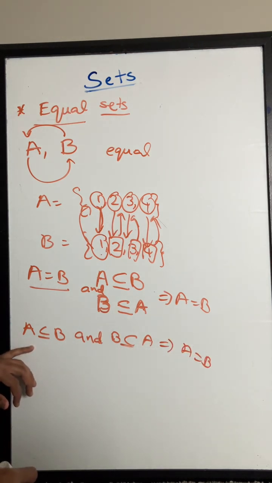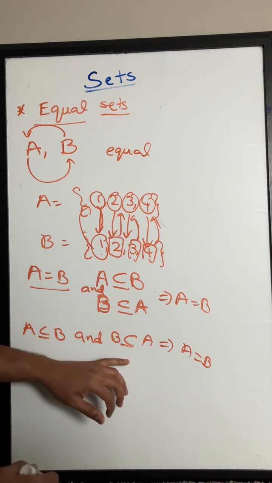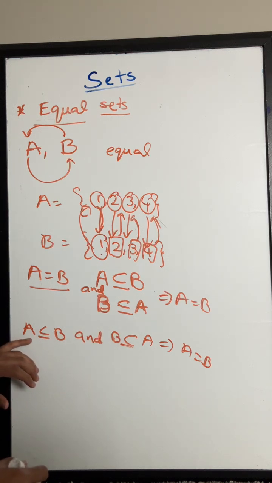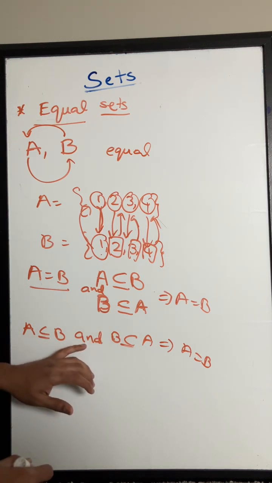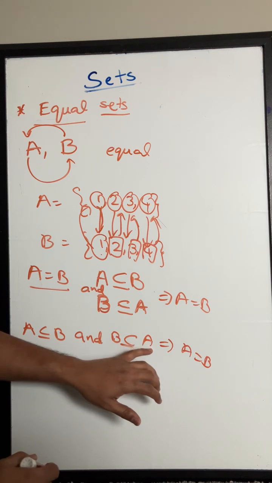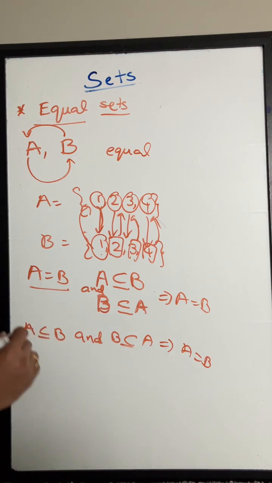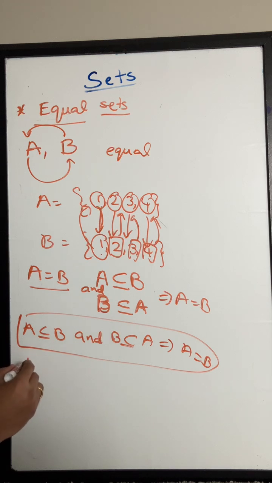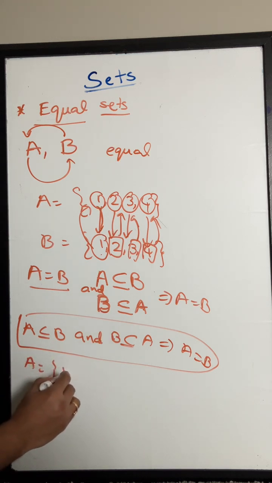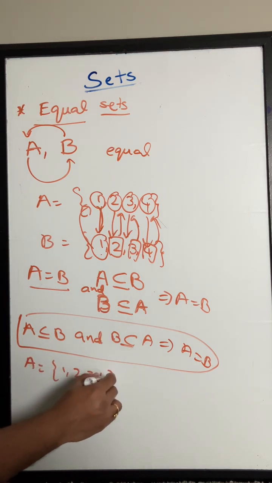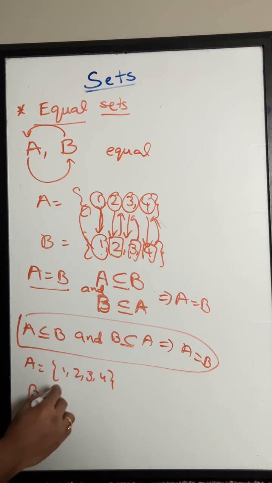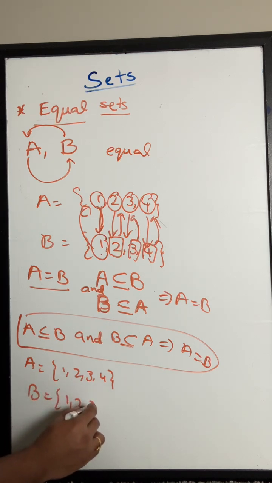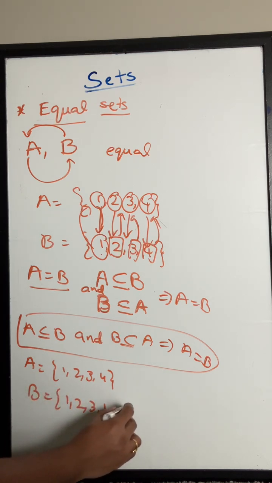In words, what I am saying, I wrote using the symbols. Every element of a is present in b and every element of b is present in a, then a equals b. So what happens? Let's take a equal to {1, 2, 3, 4} and b equal to {1, 2, 3, 4, 5}. Can we call these two equal sets?